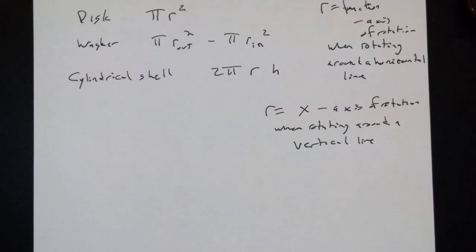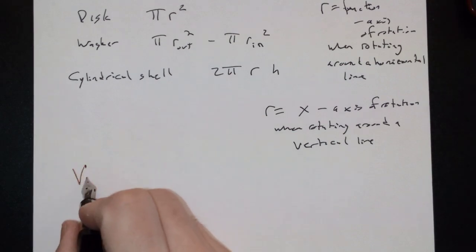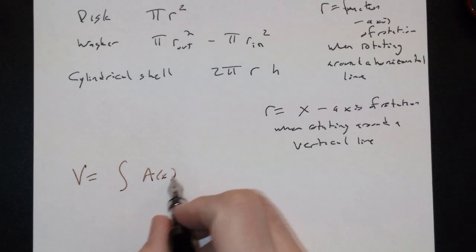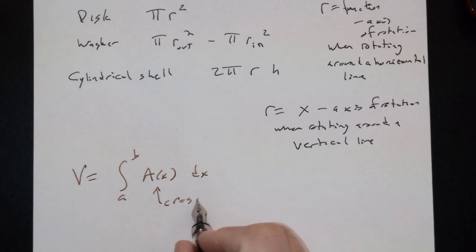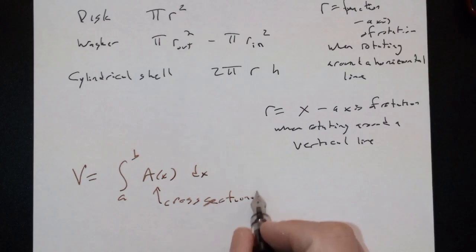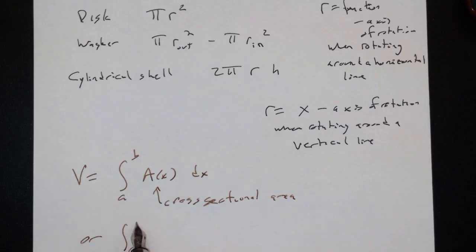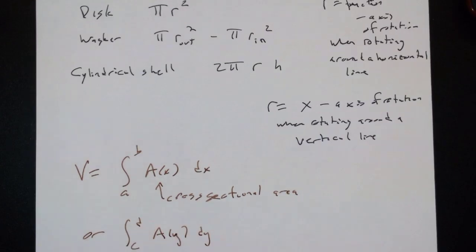But remember, these formulas only apply for volumes of rotation, right? And when we're doing anything else, I'm thinking of my volume as integrating a cross-sectional area. And that could be done horizontally or vertically.